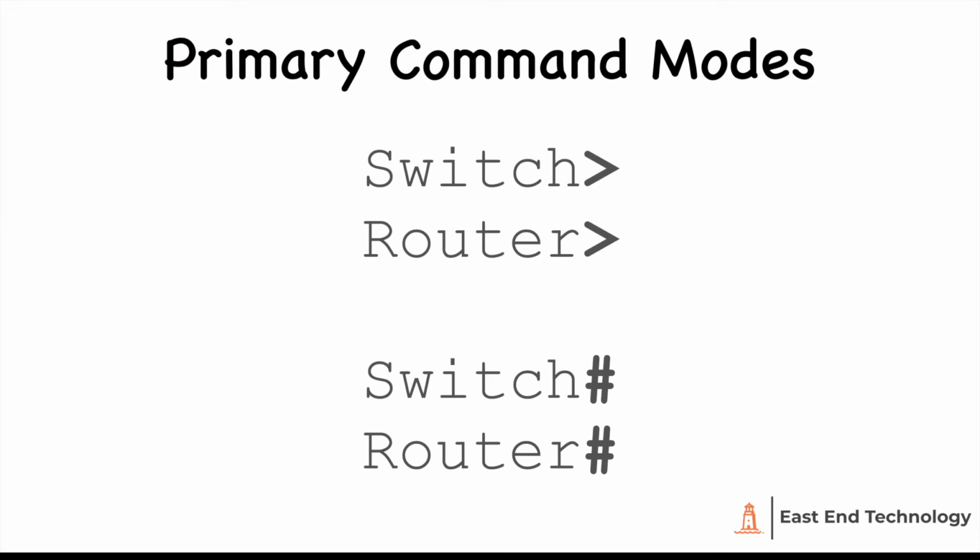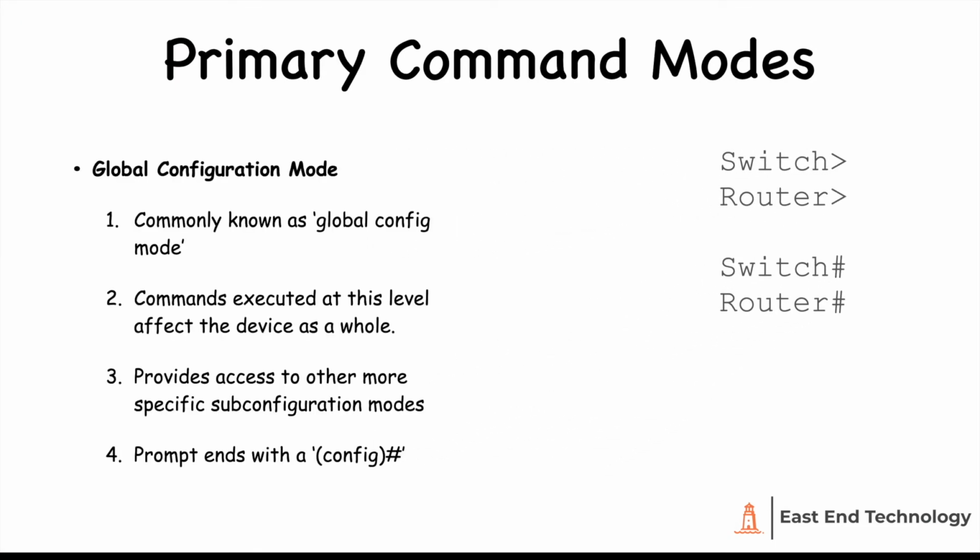Let's continue looking at the primary command modes. The next command mode that we're going to talk about is the global configuration mode, also known as global config mode. The commands executed at this level affect the device as a whole, and this provides access to other more specific sub-configuration modes. Something very important to keep in mind when working in this mode is that the prompt is going to end in a config pound, and the config is going to be in between parentheses, as we can see here.